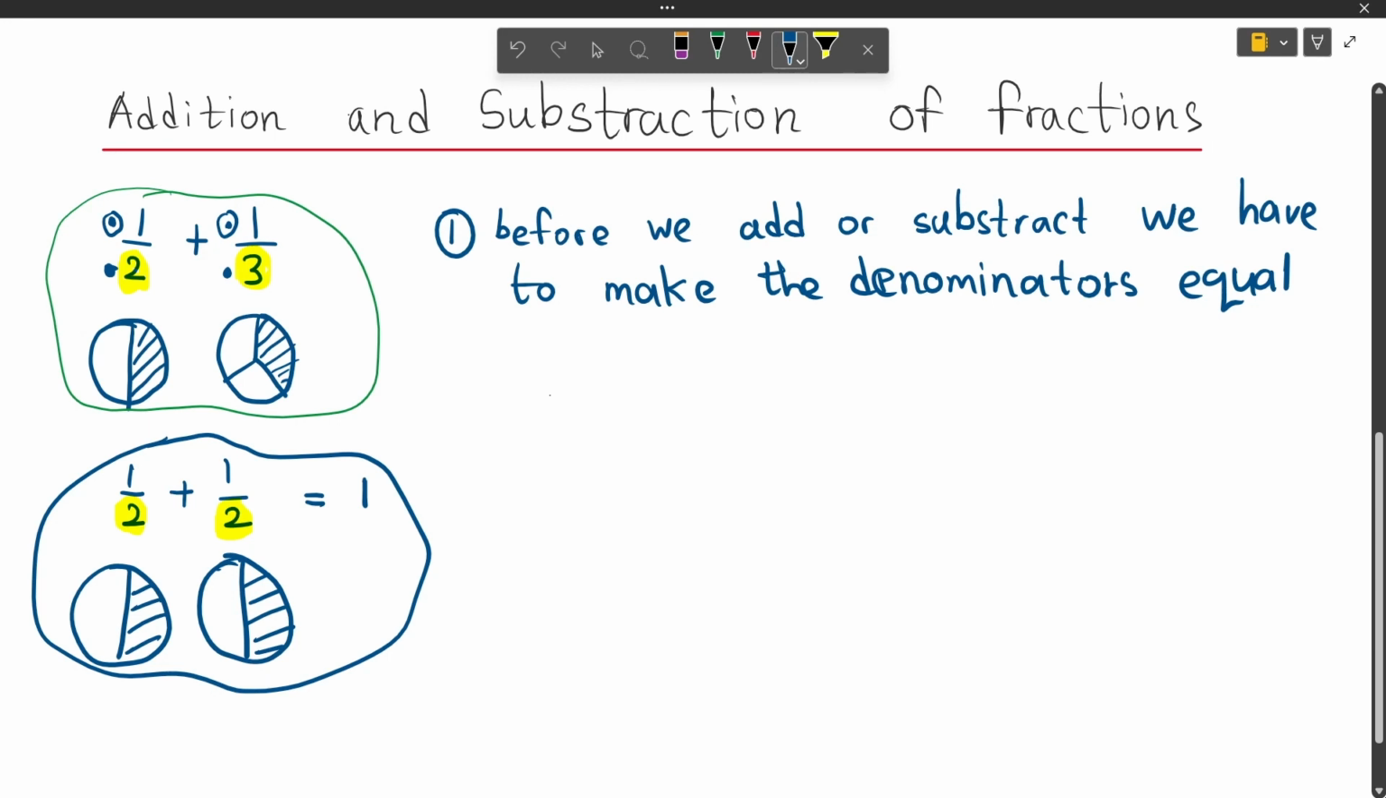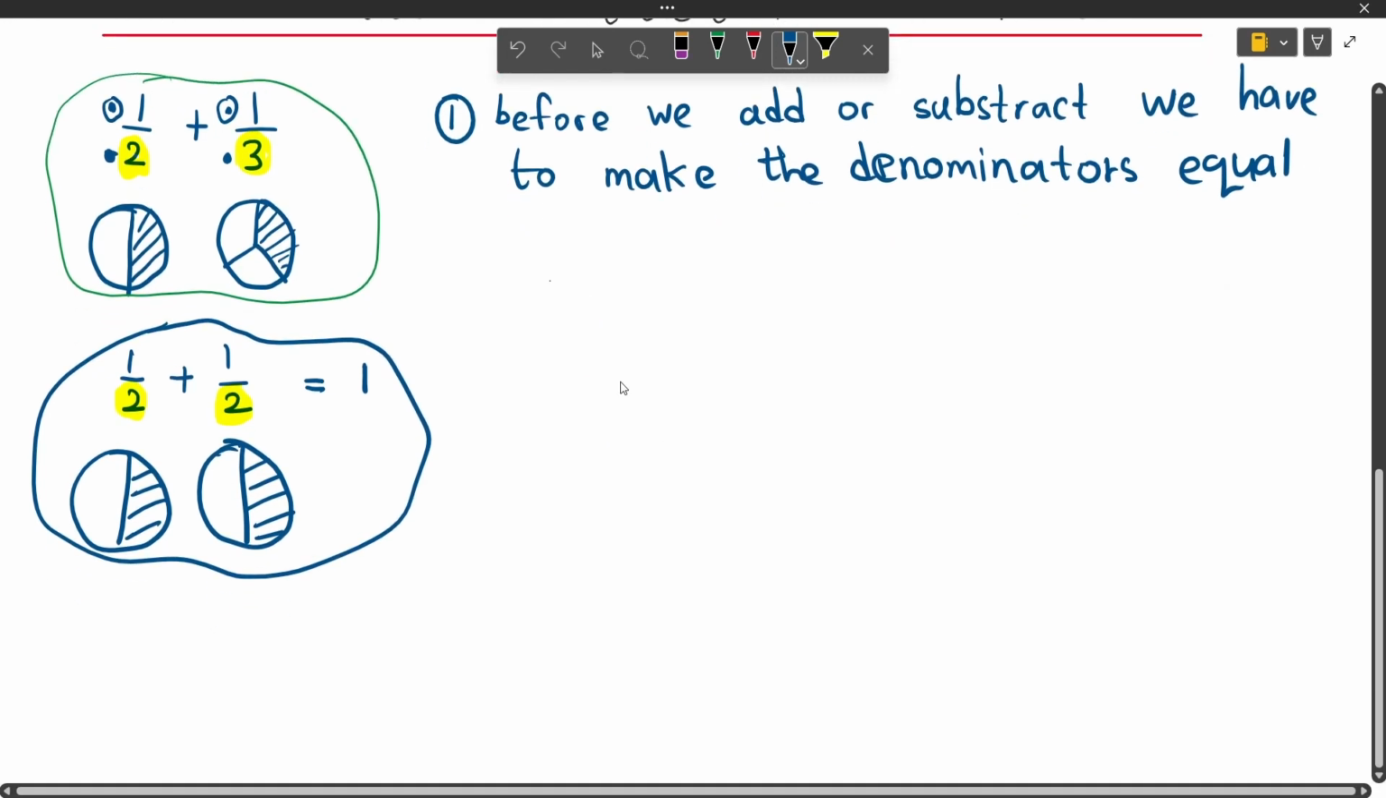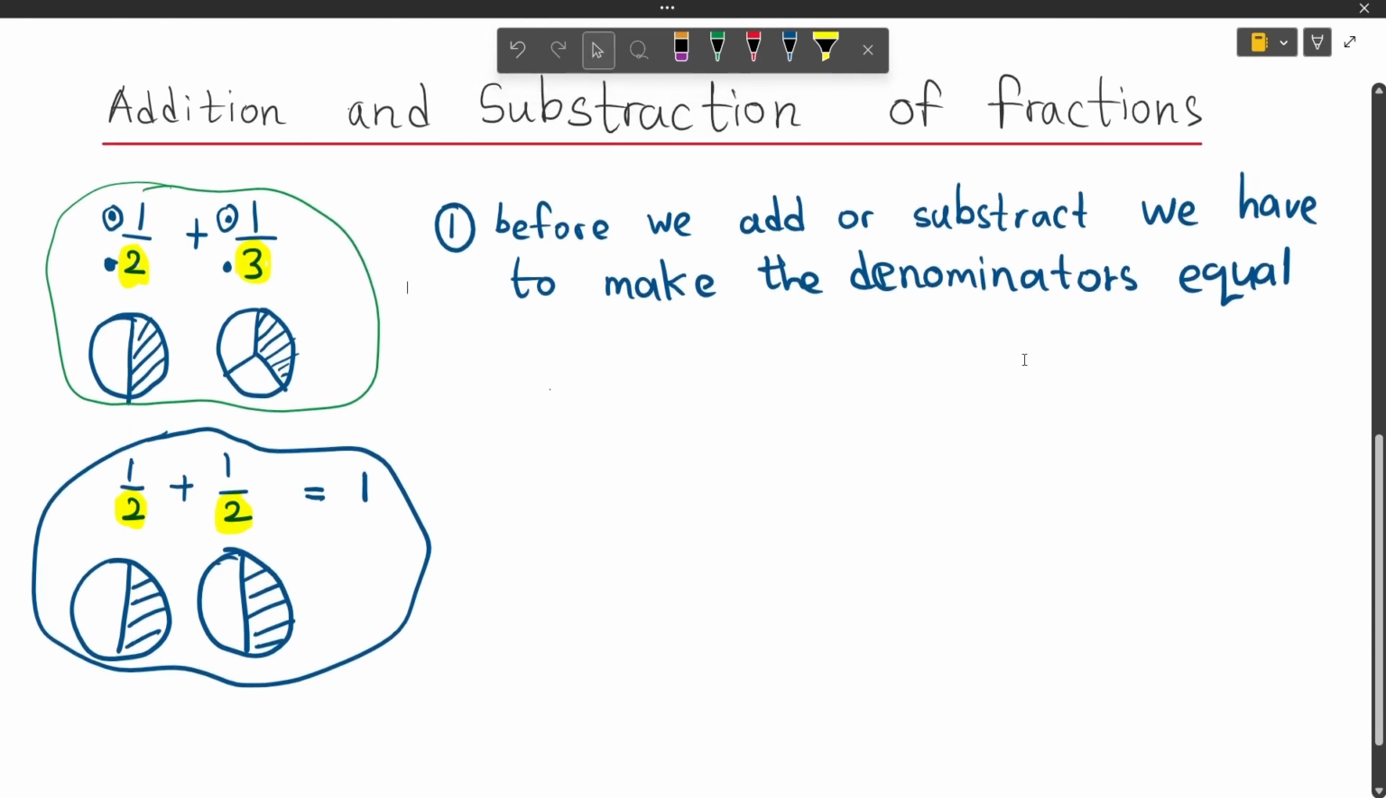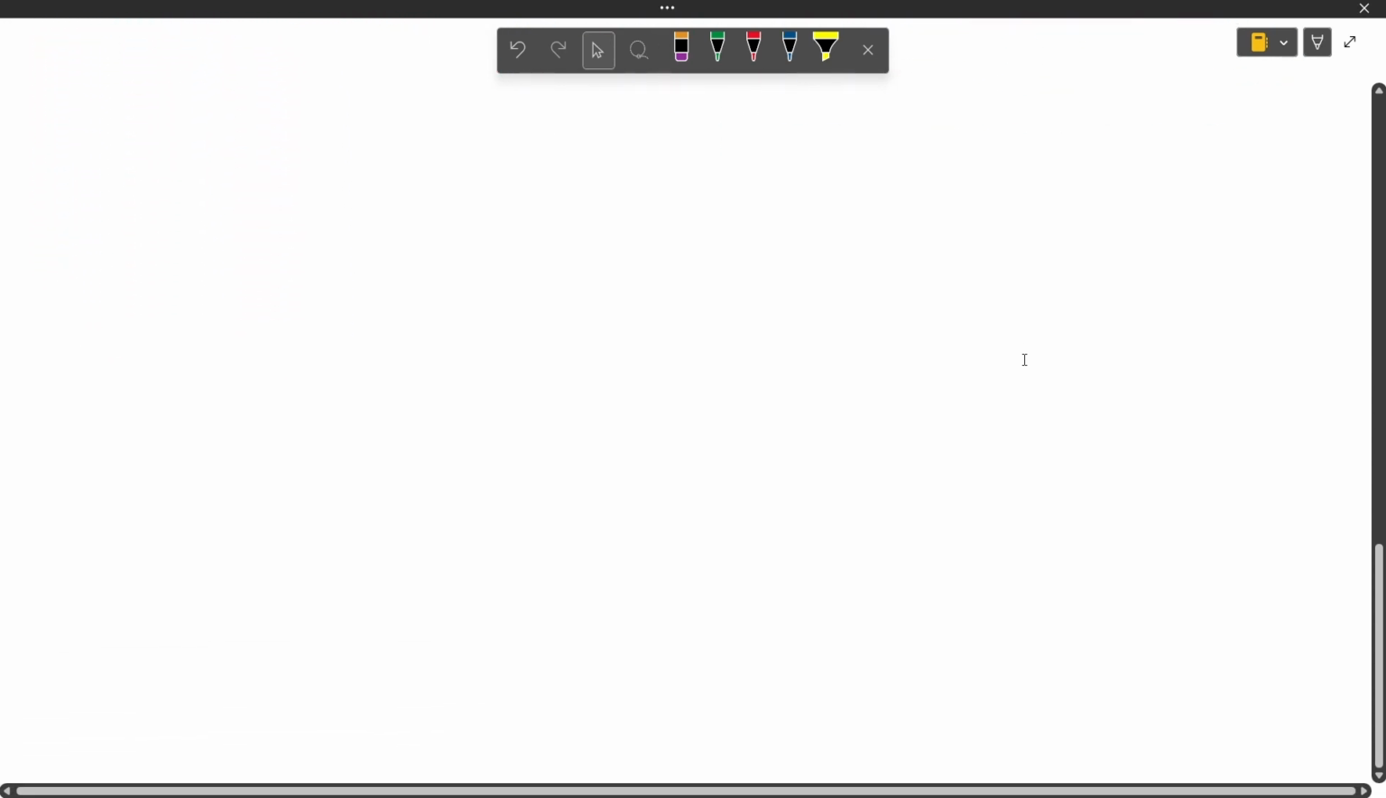Now I am going to tell you what to do. You can pause the video and write the note always. So now I am going to tell you what to do to make the denominators equal. Let's take the previous example again: 1 over 2 plus 1 over 3. We couldn't picture adding these two.